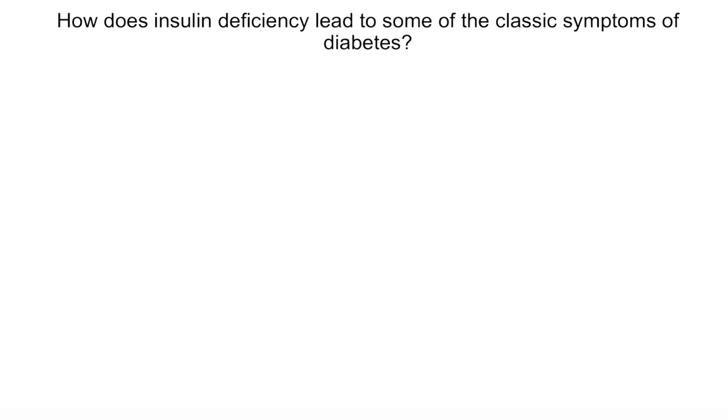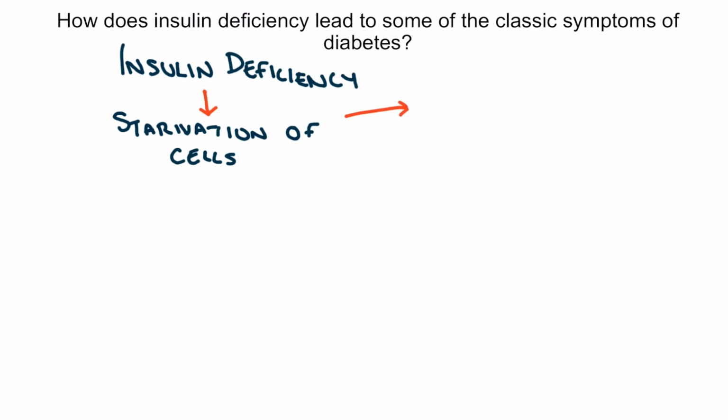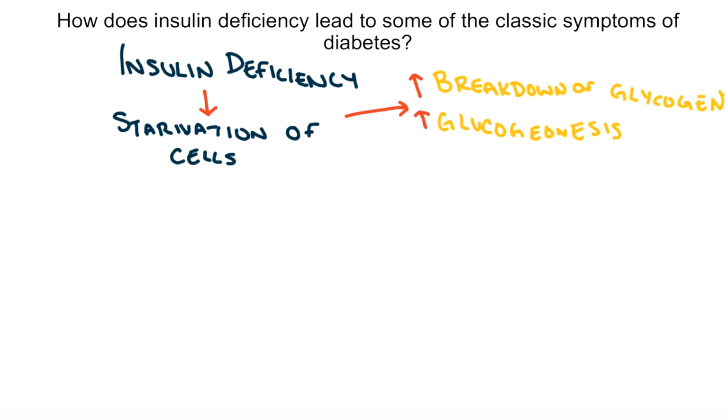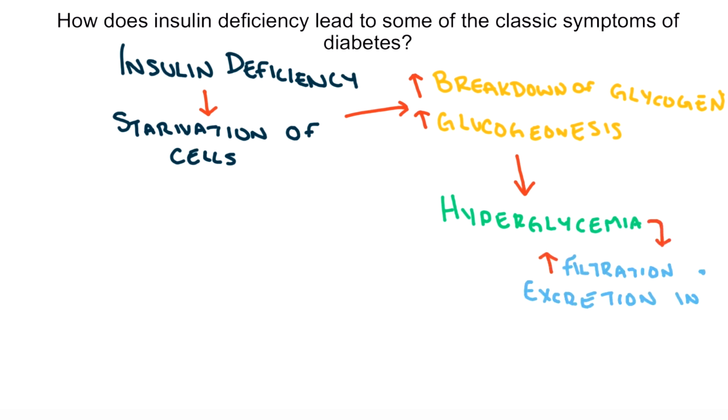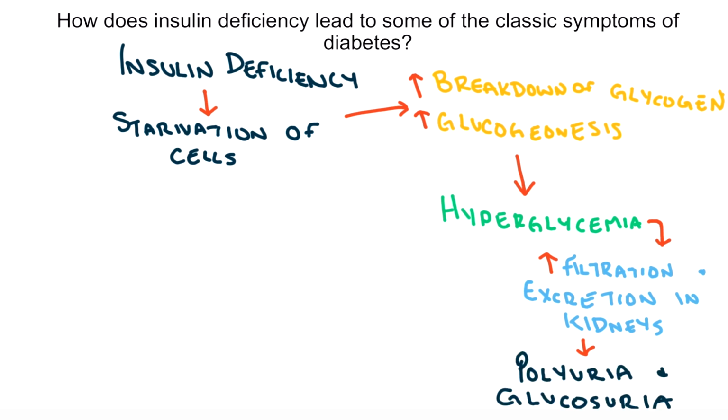How does insulin deficiency lead to some of the classic symptoms of diabetes? So when there's an insulin deficiency, glucose cannot enter cells, leading to relative starvation. And this promotes the breakdown of glycogen and gluconeogenesis. The results of the glycogenolysis and the gluconeogenesis, along with the poor uptake, results in a hyperglycemic state. The hyperglycemia of the blood leads to increased filtration and excretion in the kidneys, which results in polyuria and glucosuria.